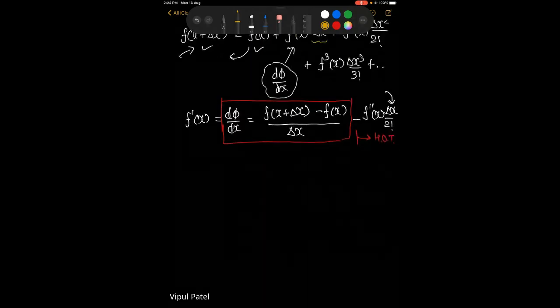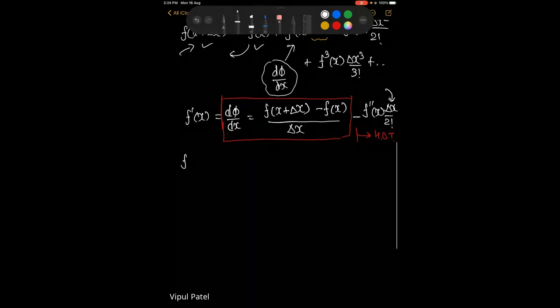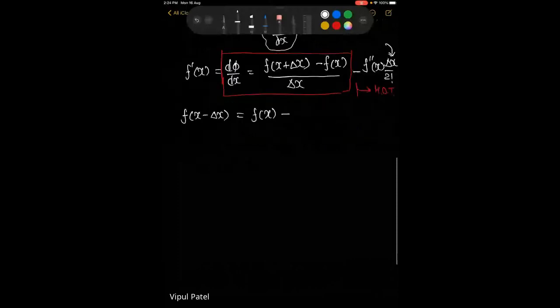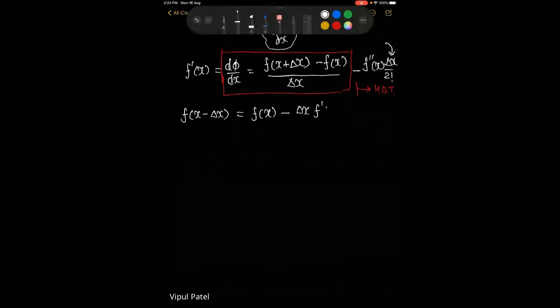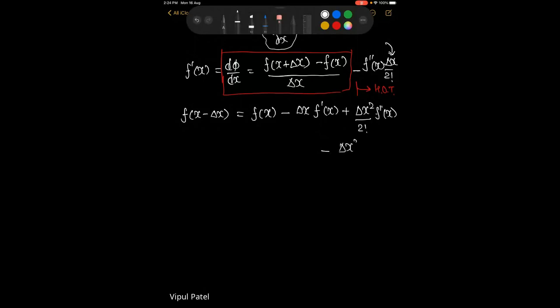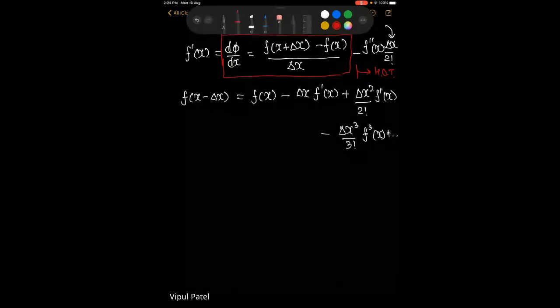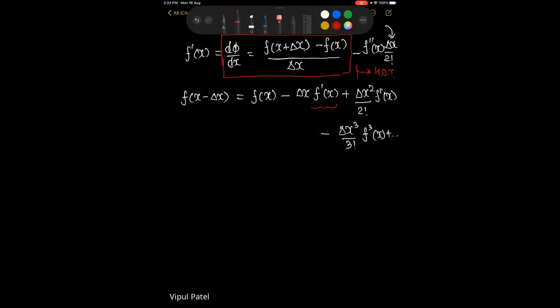So your equation would be f of x minus delta x is equal to f of x. Then you have an alternate sign, so you will have delta x, then f prime x, then plus delta x square by 2 factorial, then f double prime x. Then I am just writing another term, that is delta x cube by 3 factorial, and f triple prime x, and so on. Okay, so here also we are following the same philosophy, that we are interested to express f prime x as a finite difference between all these functions, right?